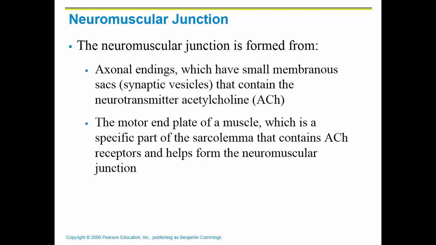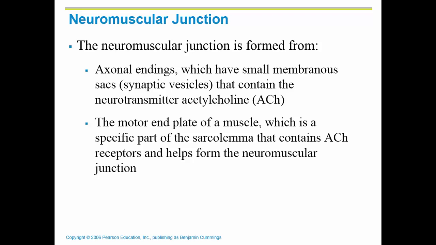And when they come into contact, there's just a little bit of a space between the muscle and the neuron, but the axonal endings on the nerve side have something called synaptic vesicles. And these synaptic vesicles contain neurotransmitters. That's how neurons communicate with either organs or other neurons. In the case of muscles, the neurotransmitter is acetylcholine. And acetylcholine is the neurotransmitter that is specific to muscle contraction.